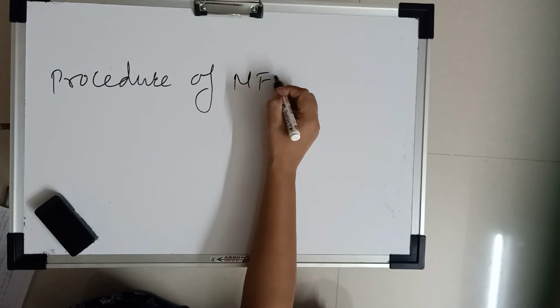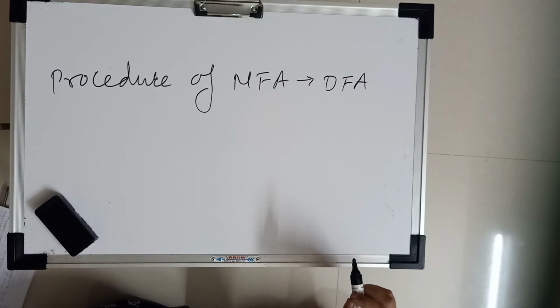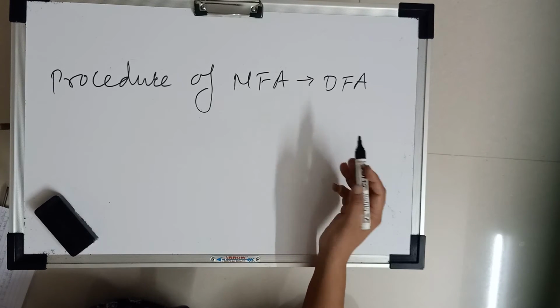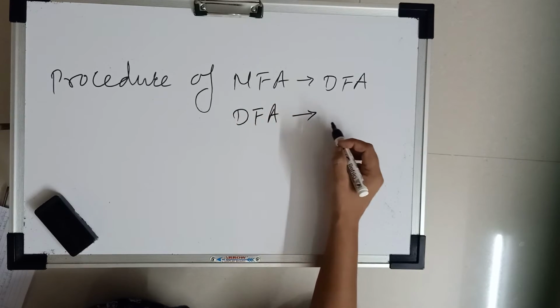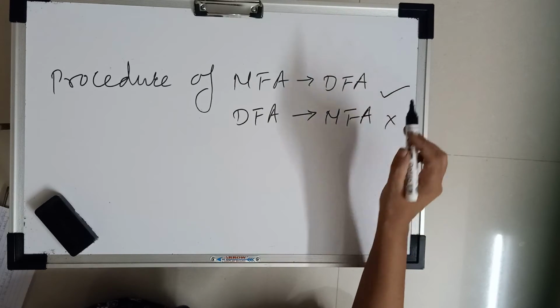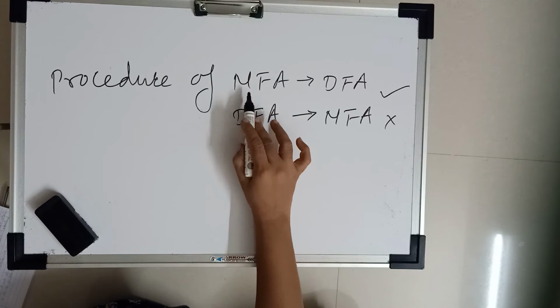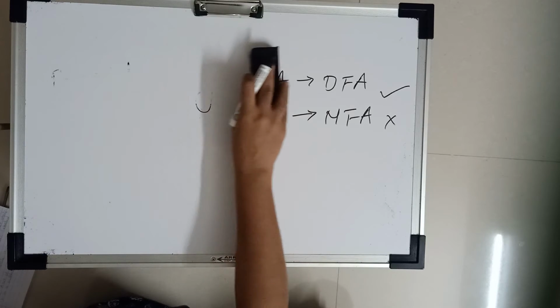Again there is a procedure of conversion of NFA to DFA. It means NFA is given, we have to convert that NFA to DFA, but there is no procedure which converts DFA to NFA. It means your data is given in the form of NFA, you have to convert that NFA to DFA. We'll see what procedure is given. So we'll see one example.